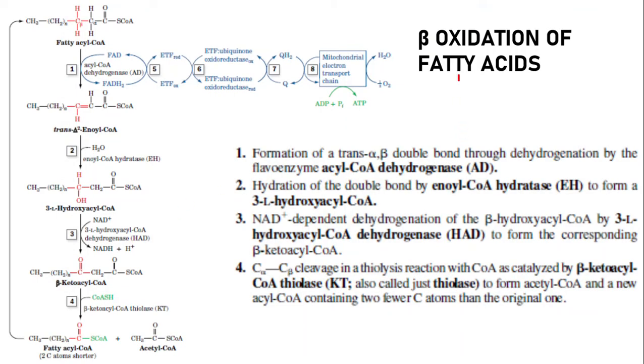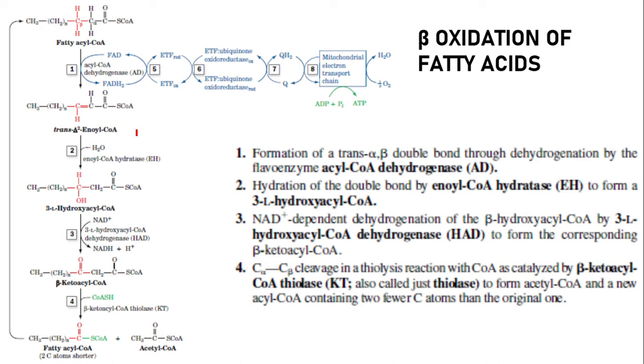Beta oxidation of fatty acid. Why do we call it beta oxidation? It's very simple. And why is it called oxidation? We call it oxidation because it involves removal of hydrogen. Removal of hydrogen is oxidation, while addition of hydrogen is reduction.